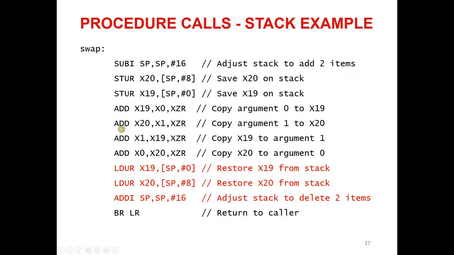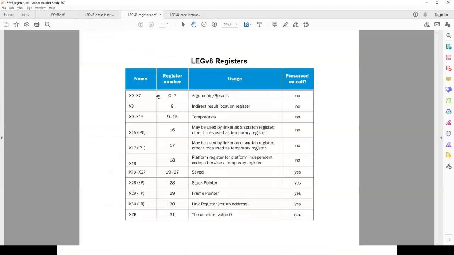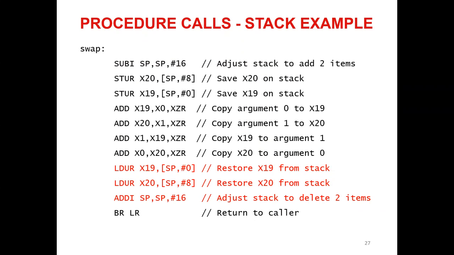Before returning the control, I need to restore the values of x20 and x19. Why? Because the caller may be using those registers, and LEGv8 tells us that those registers must be preserved on a procedure call. We have seen that it says registers from 19 to 27 must be preserved on a procedure call. So that's why we are storing those registers in the stack, doing what I need to do with them, and then restoring them back.